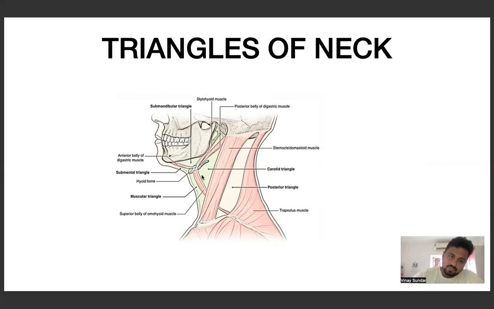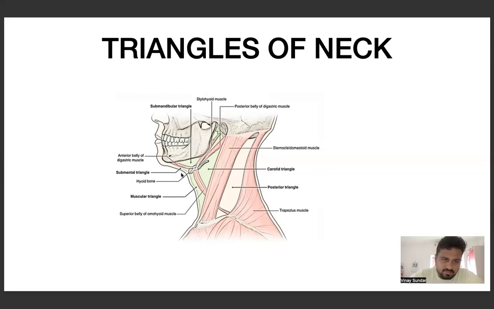The one in front of the sternocleidomastoid is the anterior triangle. The one behind the sternocleidomastoid is the posterior triangle. Now, the posterior triangle is very simple. What are the boundaries? A triangle has three sides. You have the sternocleidomastoid, your clavicle here, and this is your trapezius muscle. So these three form what is known as the posterior triangle. End of story. Now come to the anterior triangle.